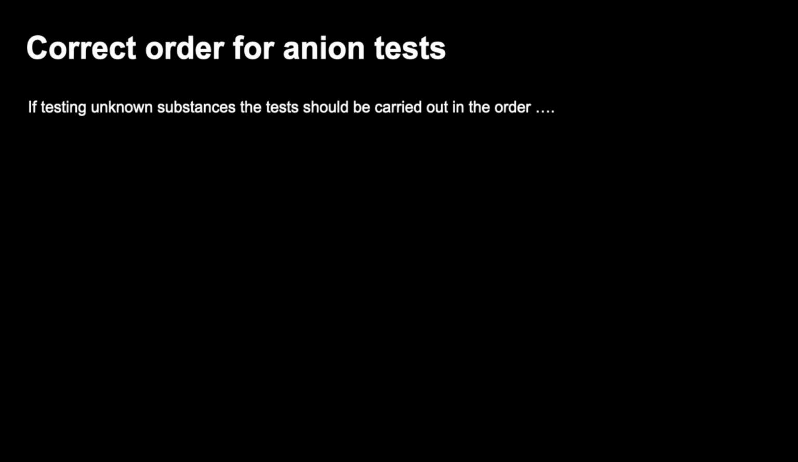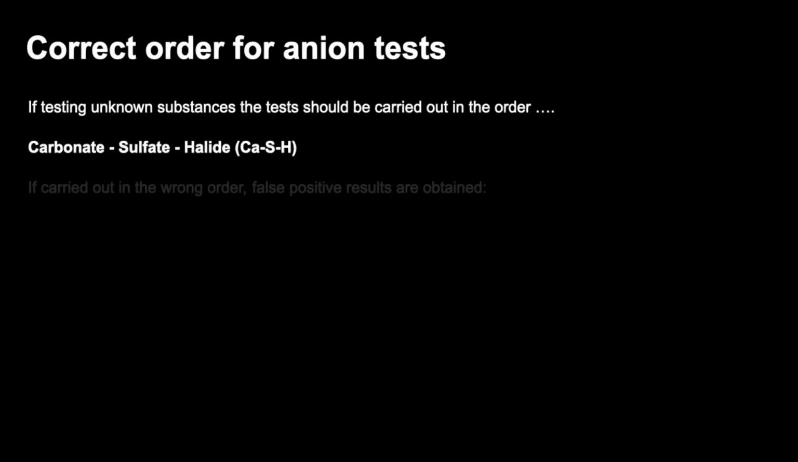So we'll finish with a look at the correct order for the anion tests. If you're testing an unknown substance, the tests need to be carried out in a specific order, and the order is carbonate first, then sulfate, then halide. Now I remember that as the cash order. That is not an official chemistry term, it's something one of my students made up. So don't talk about the cash order because the examiner probably won't have a clue what you're talking about. So carbonate, sulfate, halide.